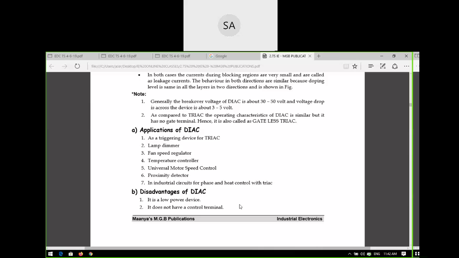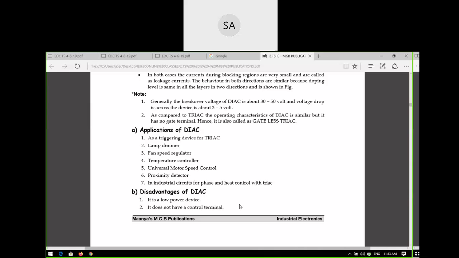So what is the major disadvantage? It is a low power device, as well as there is no control terminal. That is, there is no gate. If you do not have any gate, there is no control over the power output.